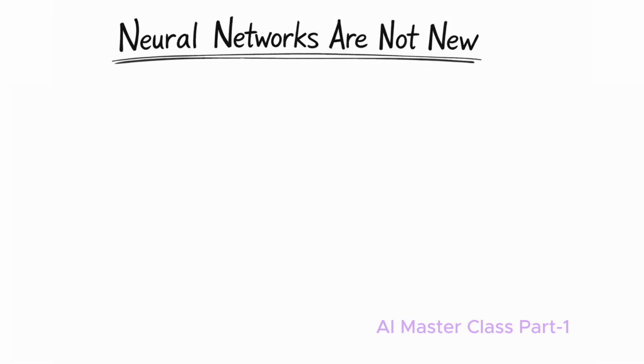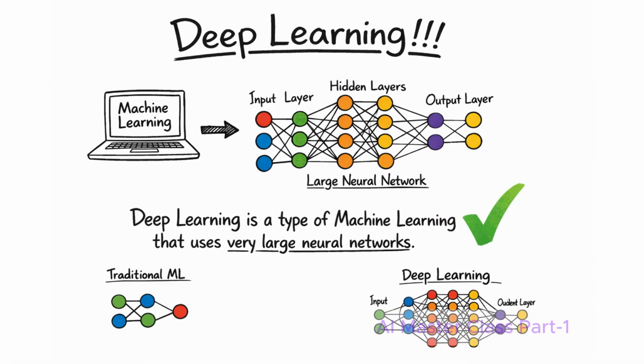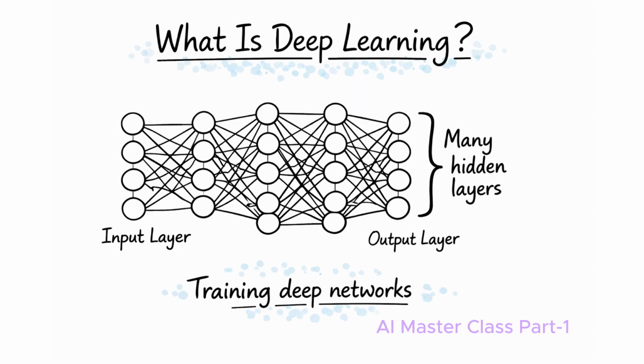Neural networks are nothing new. Then what has changed recently? The answer is deep learning. Deep learning is simply a type of machine learning that uses very large neural networks. When a neural network has many hidden layers, it is called a deep neural network. And training such a deep neural network is called deep learning. I hope you are clear about both the concepts of deep learning and neural network. We are going to cover neural networks in detail in the upcoming videos.